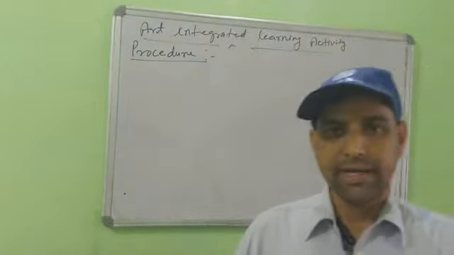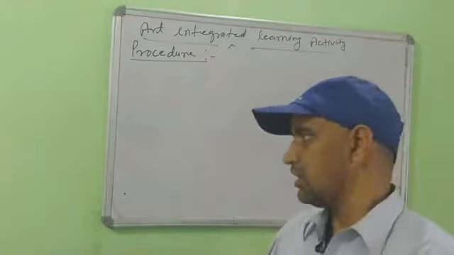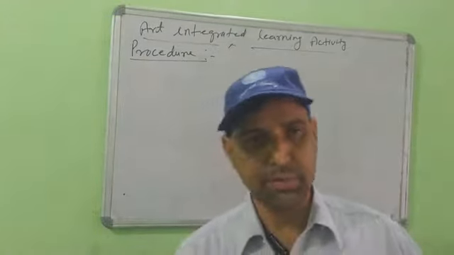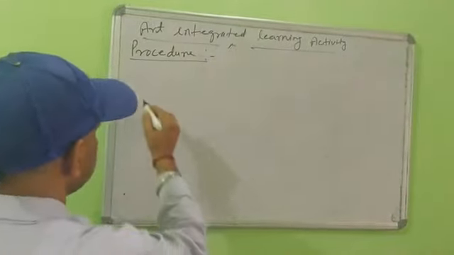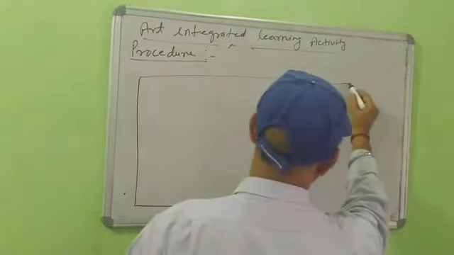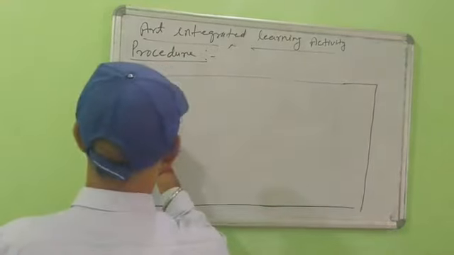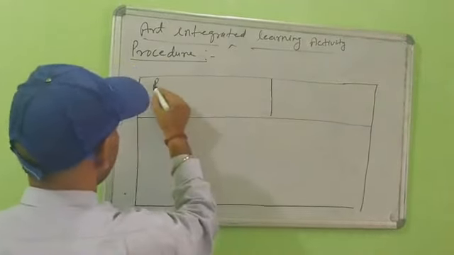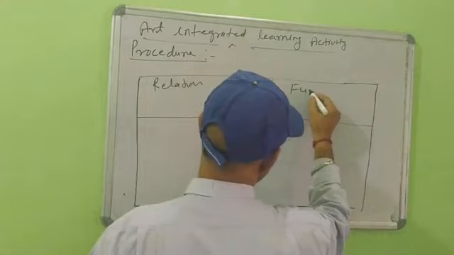Yes, students. Next we will discuss how to proceed with this activity with the help of art. First of all, discuss relation. Suppose you are using the chart paper. You will decorate your chart paper in this way, and in the upper part you will write relation, and in this part you will write function.